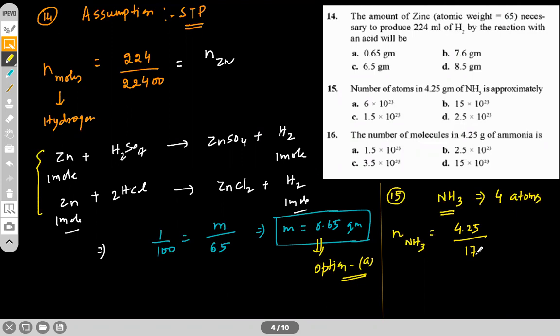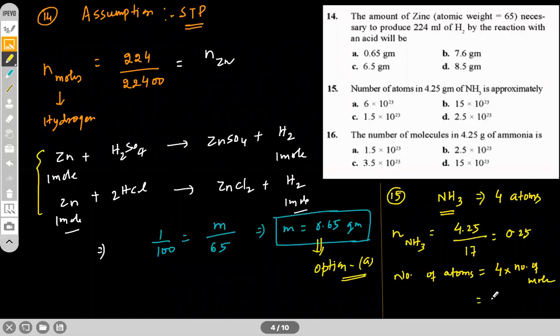Okay, so when you solve this, you'll get the number of moles here as 0.25. So the number of molecules, or the number of atoms, if I write it down directly, is 4 into the number of molecules.